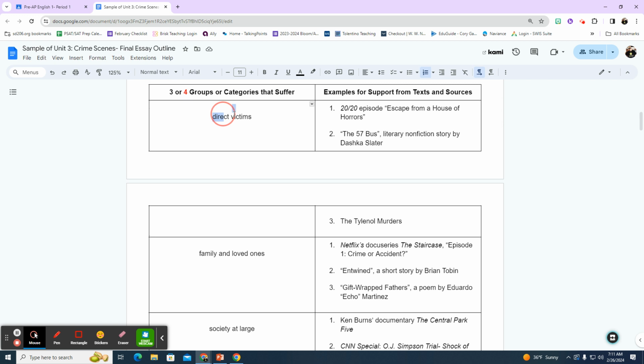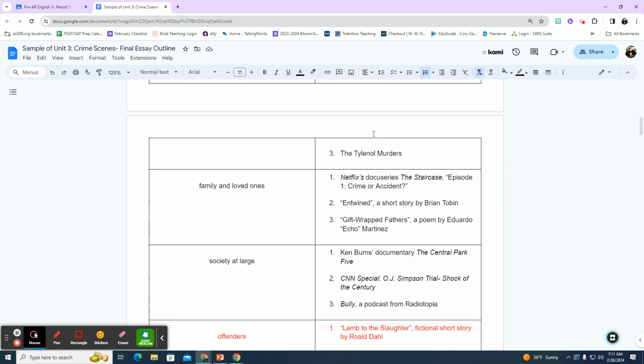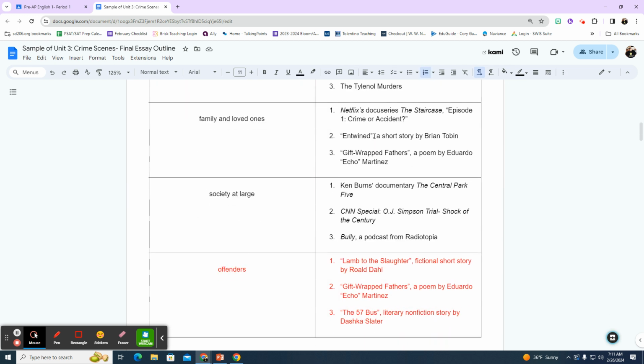Okay, if you're back, then I'm sure you have this box filled and you have your examples for this box as well listed in the right hand column, right? So again, if you look over my screen, I did this process for each one of my categories: family and loved ones, society at large, and the offenders. And you'll notice I tried to use a variety of different sources in each paragraph for each different category, but sometimes I did use the same ones. So sometimes, if you look down here at offenders, I used The 57 Bus again as well.